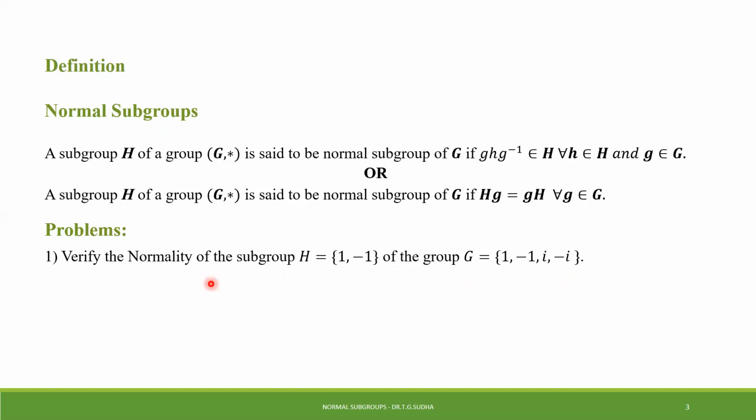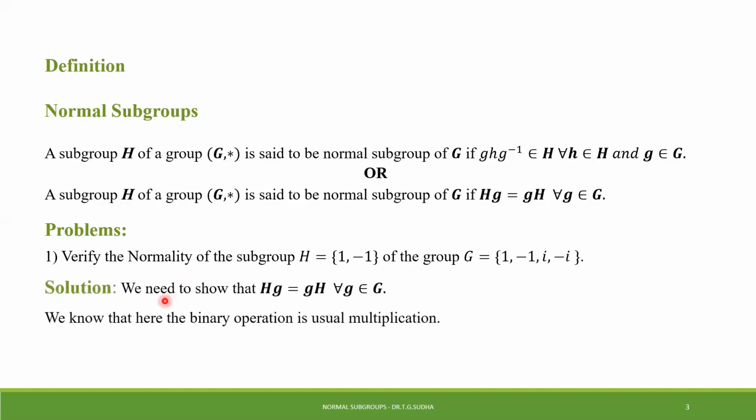Now let us check the normality condition. Already H is a subgroup. We need to just verify whether it is normal or not. We need to show that Hg is equal to gH for all g belongs to G. Here we are taking the second definition of the normal subgroup, that is, every right coset is equal to a left coset for all g belongs to G.